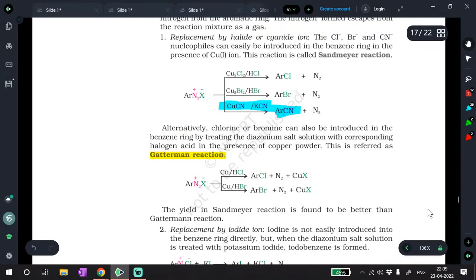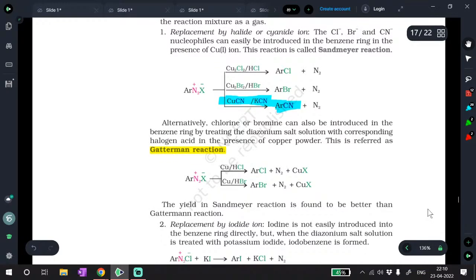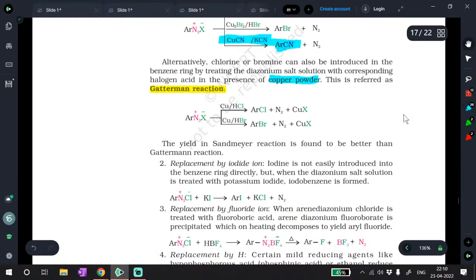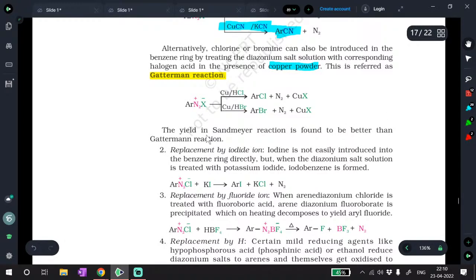Reaction. Copper powder, copper metal, copper powder. The yield in the Sandmeyer reaction is found to be better than the Gattermann reaction.